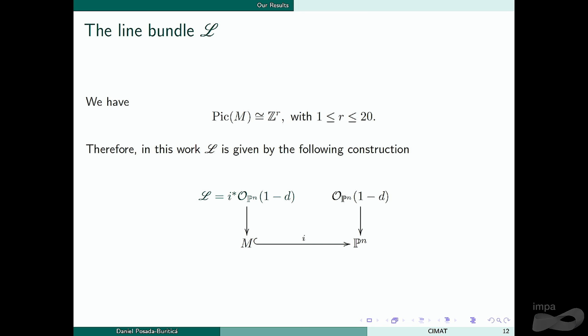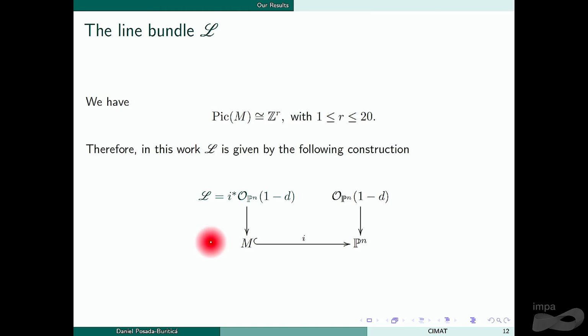We have fixed the complex manifold, so now it's necessary to study the line bundles on our complex manifolds. But given a K3 surface, the Picard group is isomorphic to Z^r, where r is greater than or equal to 1 and less than or equal to 20. So studying all line bundles on a K3 surface is very complicated. So in this work, we will study the line bundles given by the following construction.